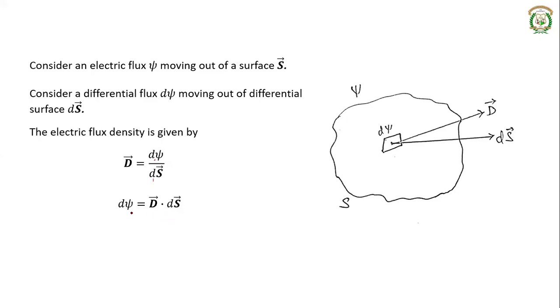To get the total flux in terms of d and ds, we can integrate this. Integration of d psi is psi, that is equal to the surface integral of d dot ds, because it is with respect to surface. So this is the expression for the total flux. The unit for the flux is coulombs, the same as the unit for charge.